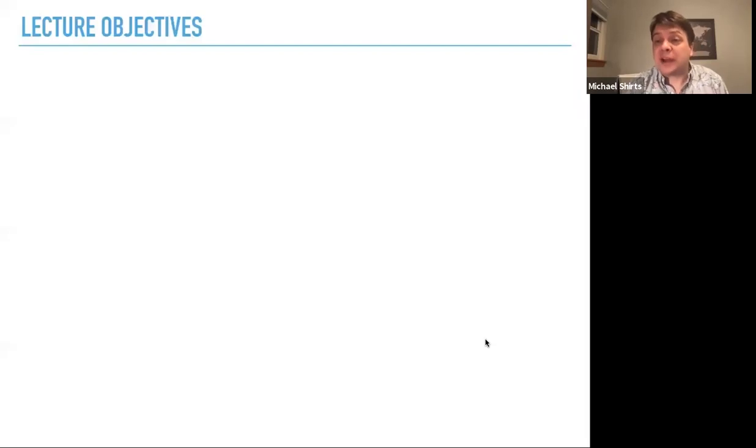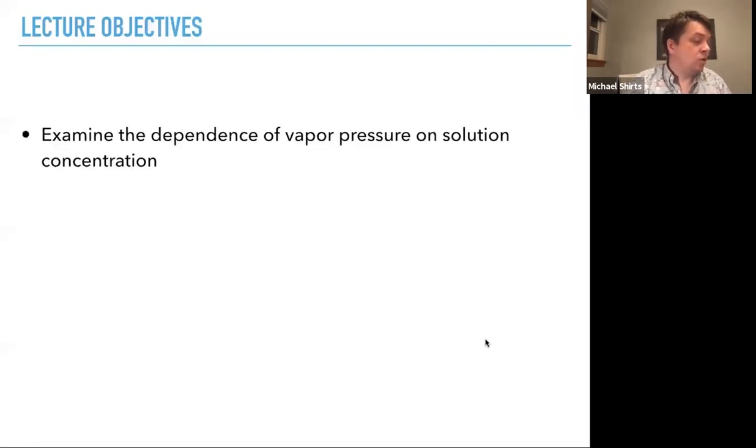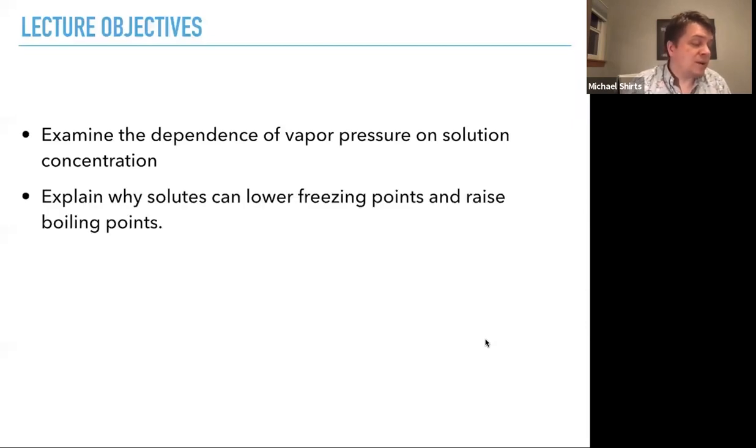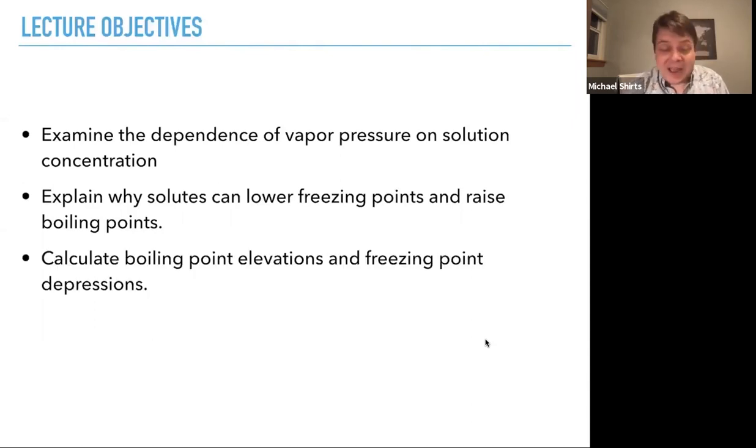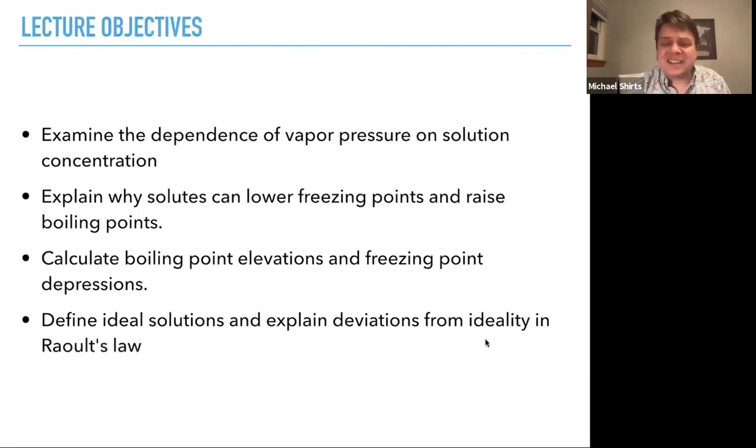All right, so in this segment, we're going to keep exploring solutions, and we're going to look at how the solutes affect the properties of the solution compared to the pure liquid. So we'll be examining the dependence of vapor pressure on solution concentration. We'll explain why solutes can lower freezing points and raise boiling points, and actually calculate the boiling point elevations and freezing point depressions, and define ideal solutions and explain deviations from ideality in Raoult's law.